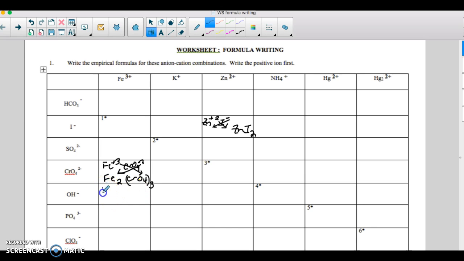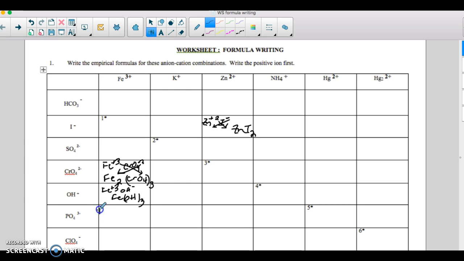Here's another one. So iron is +3, hydroxide is -1. So again, bring down the 3, bring down the 1. This one, it's really common for people to forget the parentheses, so don't forget the parentheses.